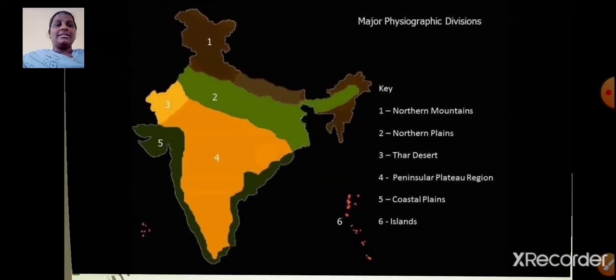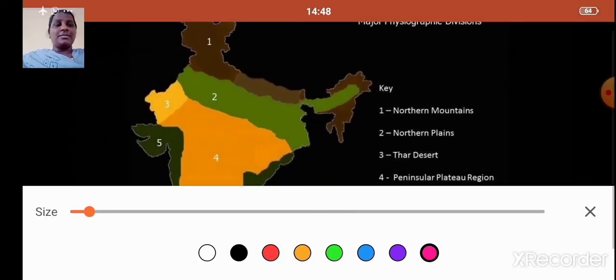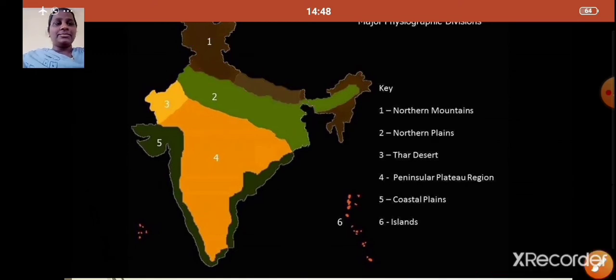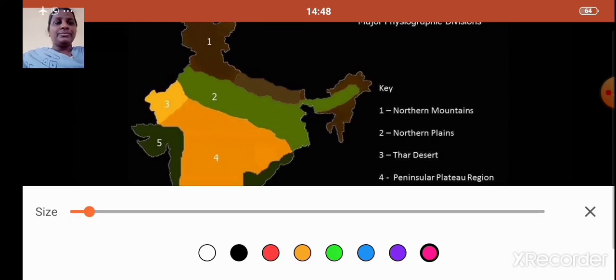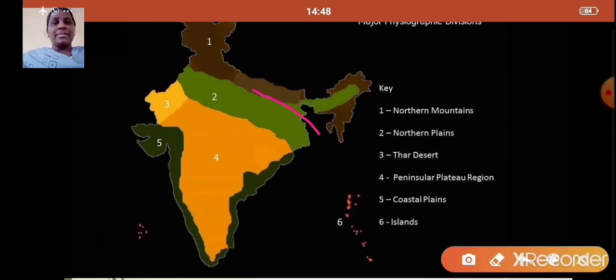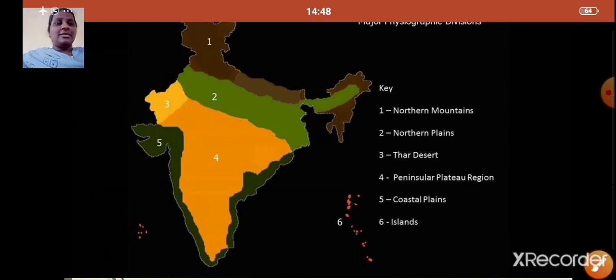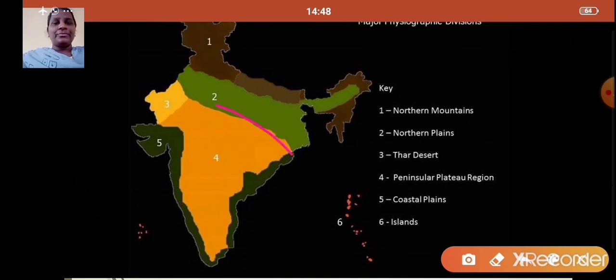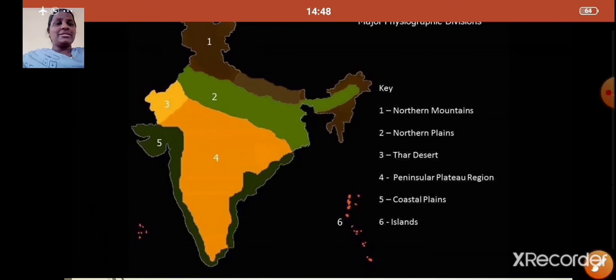So, let us understand with the help of this map. The northern mountains are the major source of water and forest resource, and the northern plains are called granaries, and the plateau region is the storehouse of minerals. Is that clear, students?